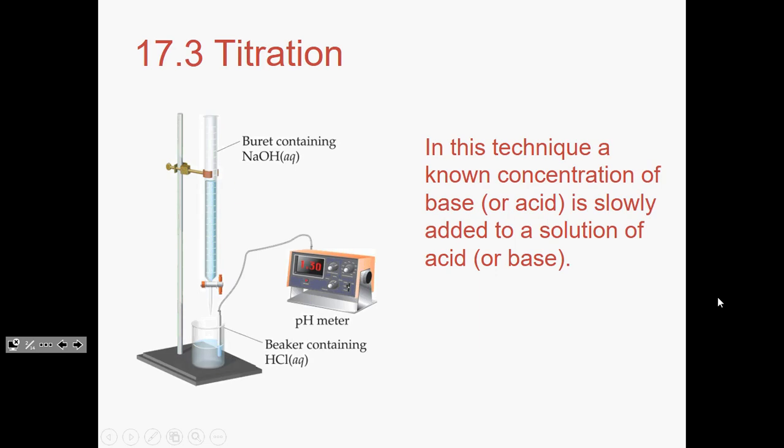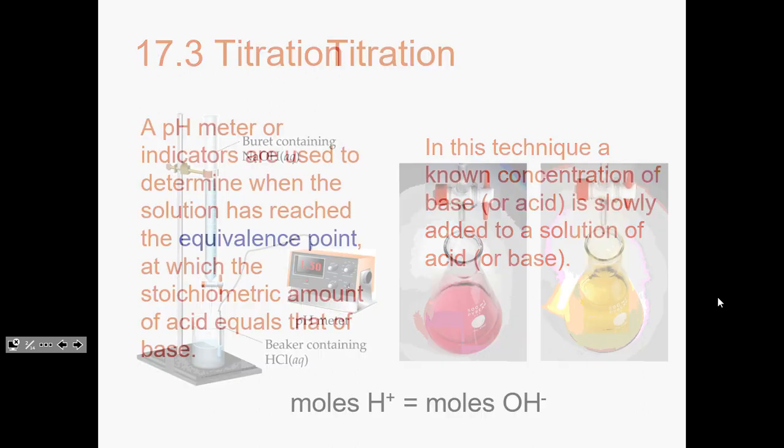Remember, it's a technique where you take a known concentration of a substance in a burette and titrate it against another substance by adding it to its opposite. So in this case, we have a strong base in the burette, and we're titrating it against a strong acid, which is in the beaker. So in a strong titration, both our acid and our base are strong.